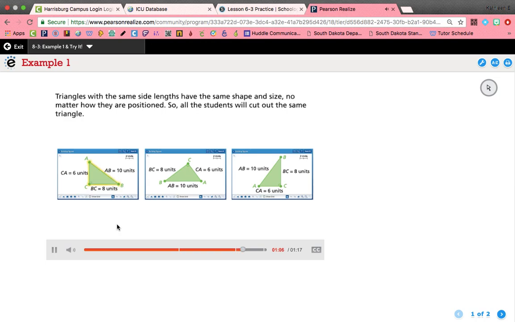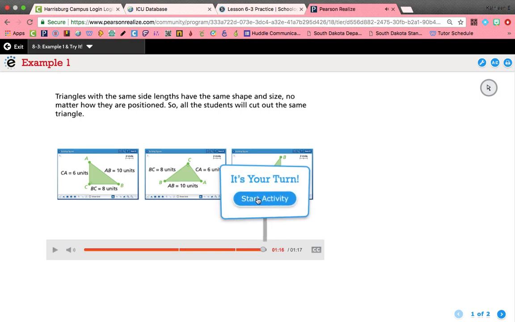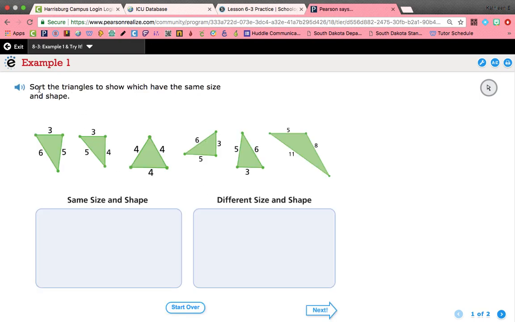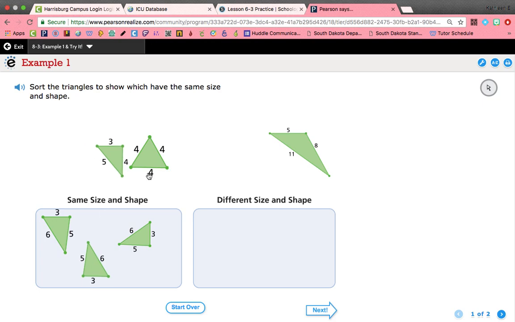If triangles have the same side lengths, then they have the same shape and size, no matter how they are positioned. So, all the students will cut out the same triangle. Okay, so sort the triangles to show which ones have the same size and shape. Well, here's a 3, 6, 5. So if I say that's going to be our same size one, I'm going to find 3, 6, 5 and 3, 6, 5. Okay, those are all the same triangles.